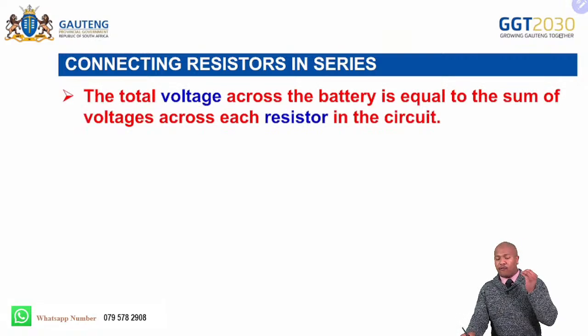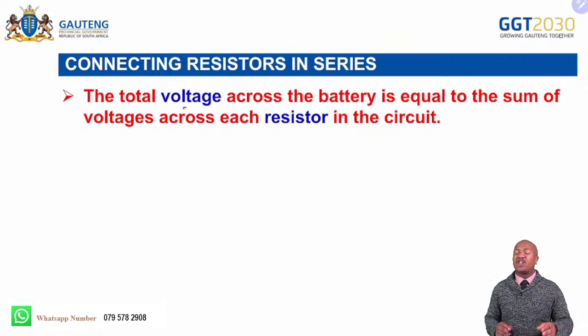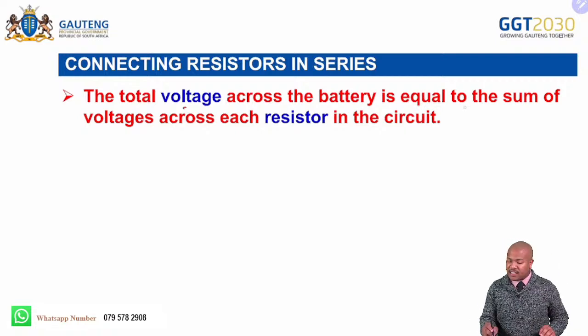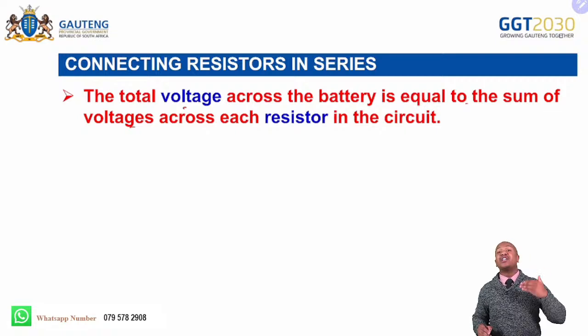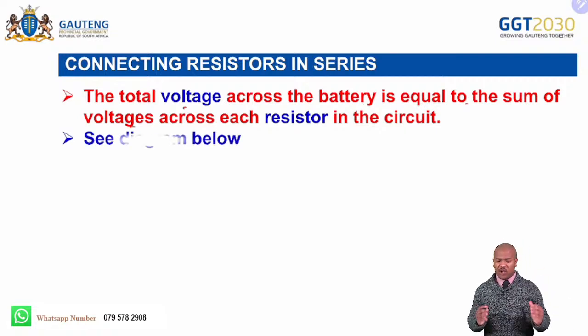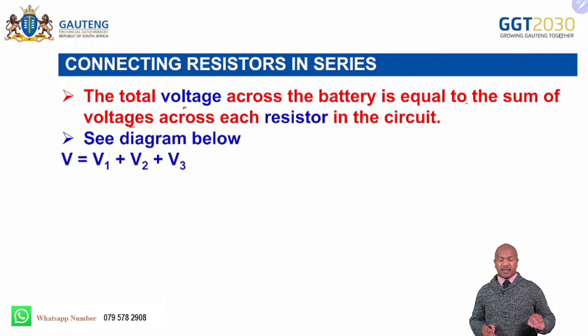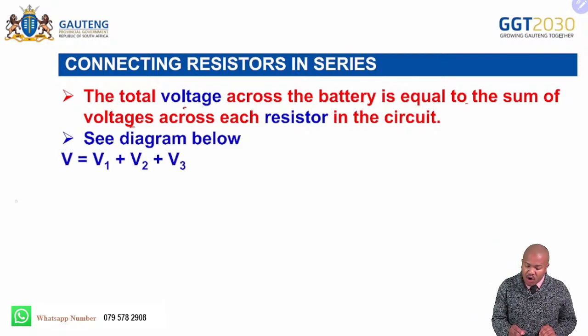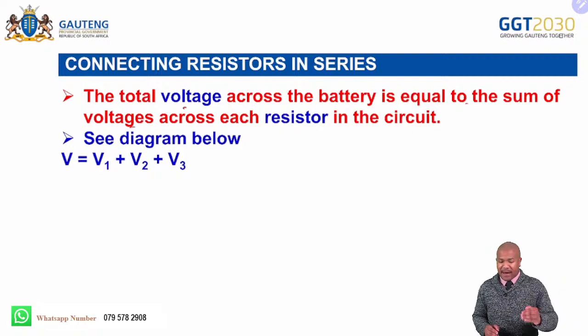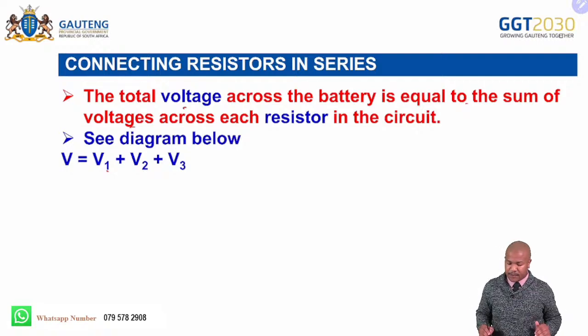The total voltage across the battery is equal to the sum of voltages across each resistor in the circuit. What do we mean by that? Let's look at the diagram below. We simply mean that the total voltage of the battery is made up of the sum of the individual resistors in that circuit. Are we together?